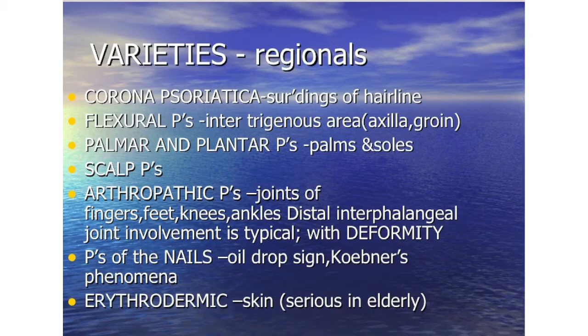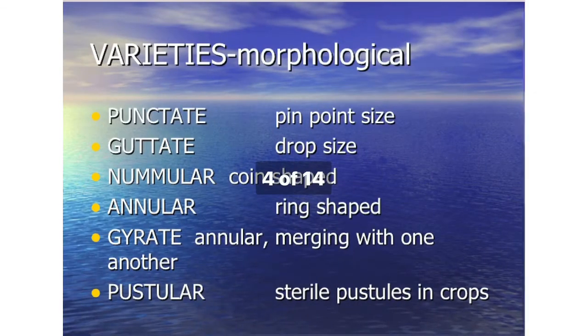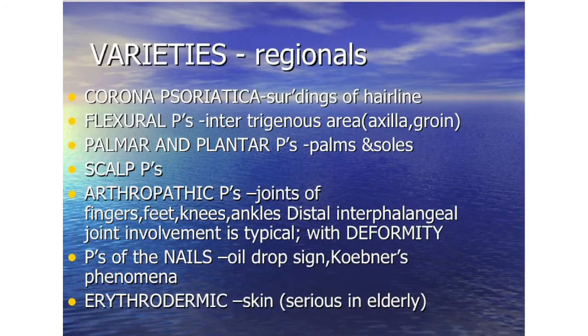Again, coming to the varieties, the previous ones were morphological, based on size. Regional means the areas where it happens. Corona psoriatica is psoriasis along the hairline. Flexural psoriasis is in the intertriginous areas, which happens in the axilla or in the groin. Palmar and plantar psoriasis occurs only on the palms and the soles.